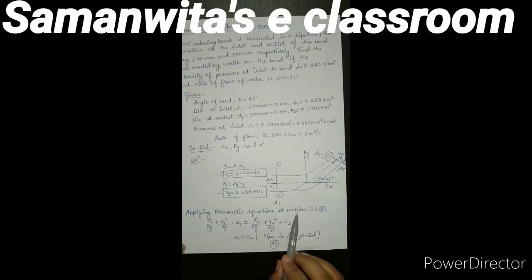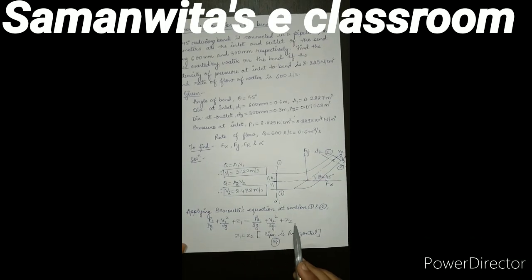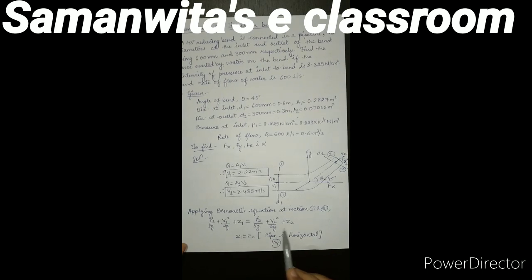So I am going to apply Bernoulli's equation between section 1 and 2. Bernoulli's equation is P1/(ρg) + V1²/2g + Z1 = P2/(ρg) + V2²/2g + Z2. Now since the pipe is horizontal, my Z1 and Z2 terms will get cancelled out.